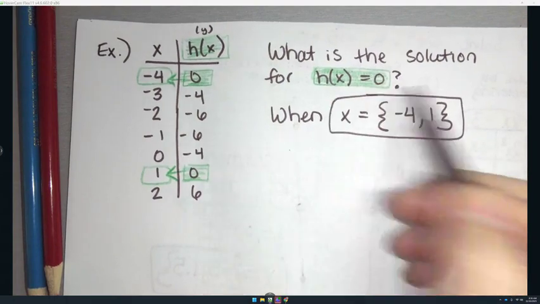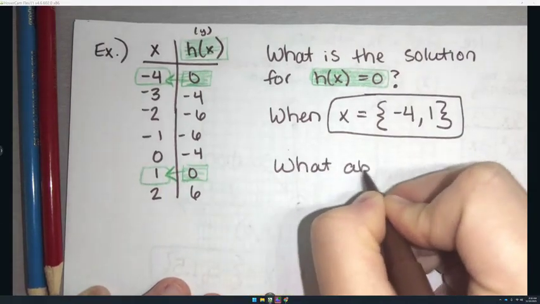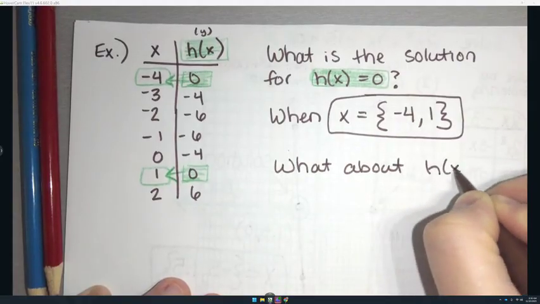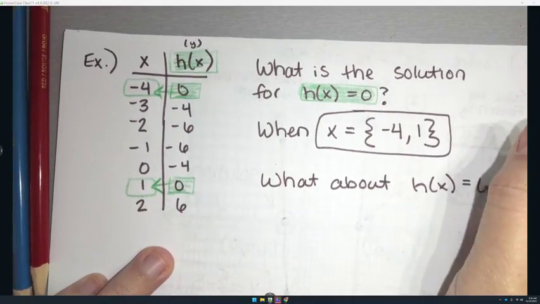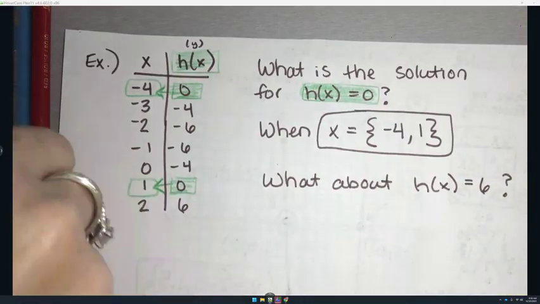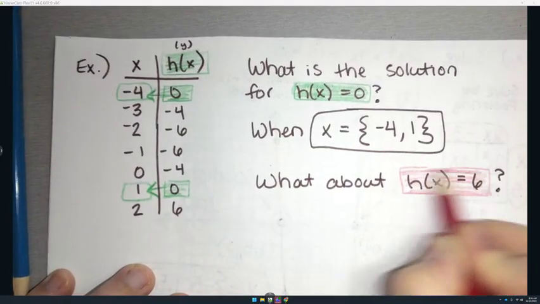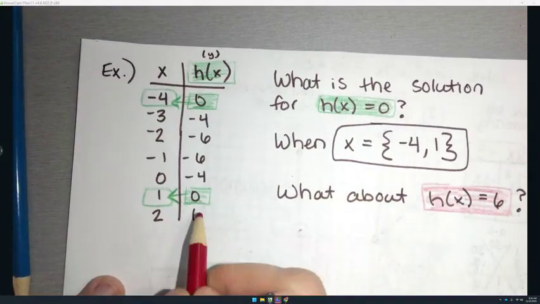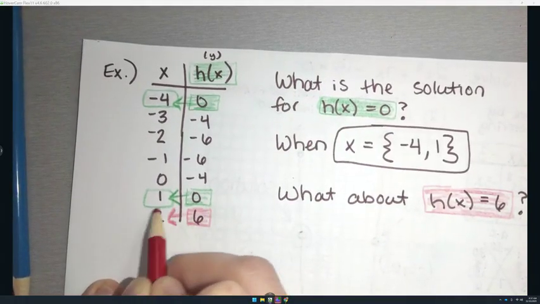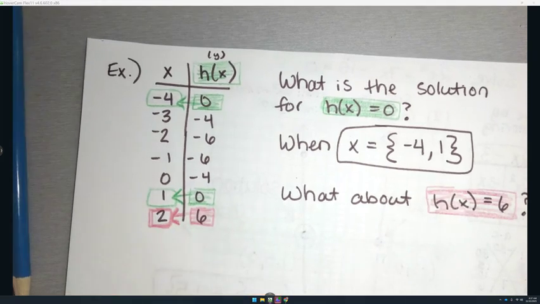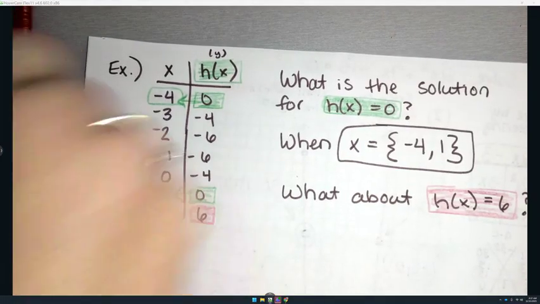What if I changed it and I said, what are the solutions for h of x is equal to 6? So h of x is equal to 6 right here. So we know one of our solutions is 2. But there is going to be a second one because it's quadratic. It's going to cross through twice. How do you think we're going to find that second one?